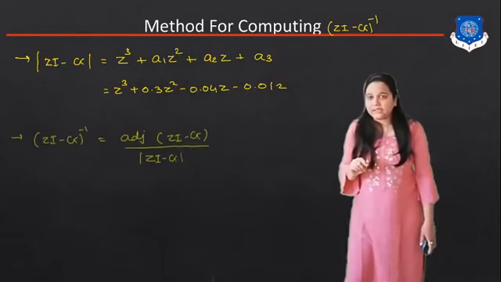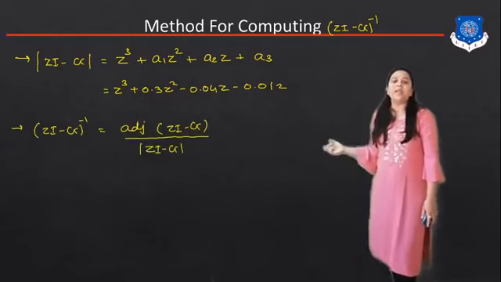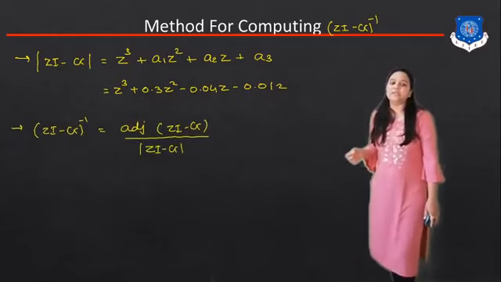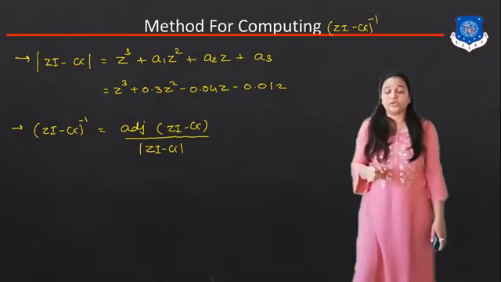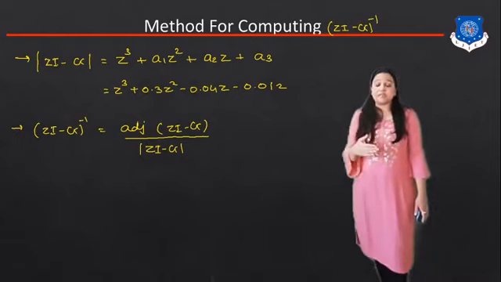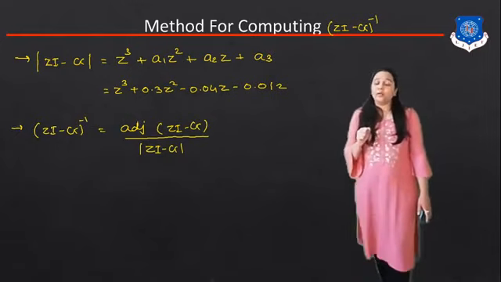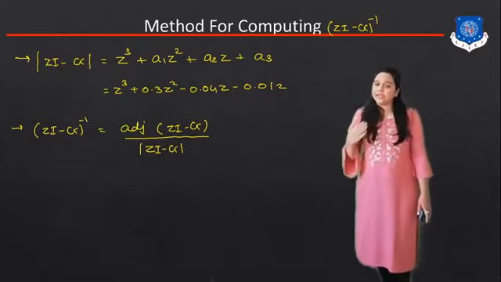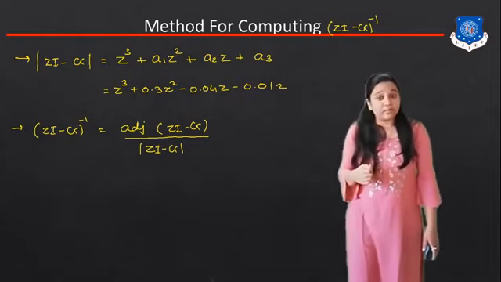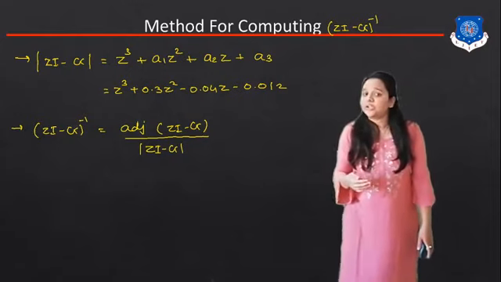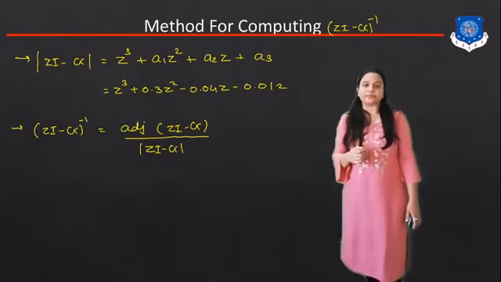Now the last step is to put the values of adjoint of ZI minus Z and mod of ZI minus Z in this equation. We can get the value of ZI minus Z inverse. Whenever we deal with state space analysis in the discrete domain, we compulsorily have to find the value of ZI minus Z inverse. And whenever we deal with ZI minus Z inverse, we find the adjoint and the mod of ZI minus Z. Clear?